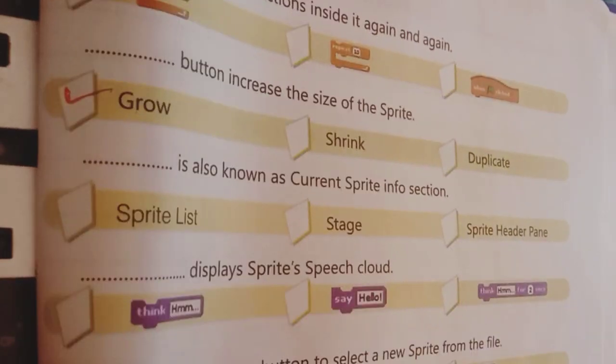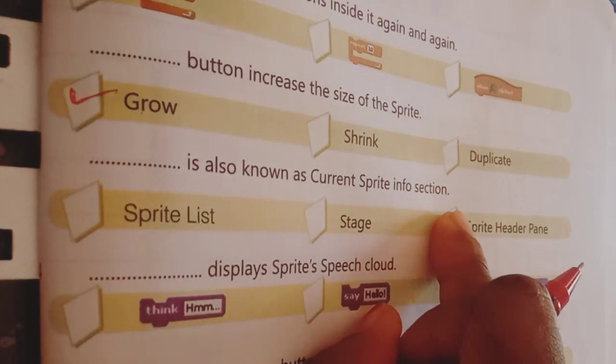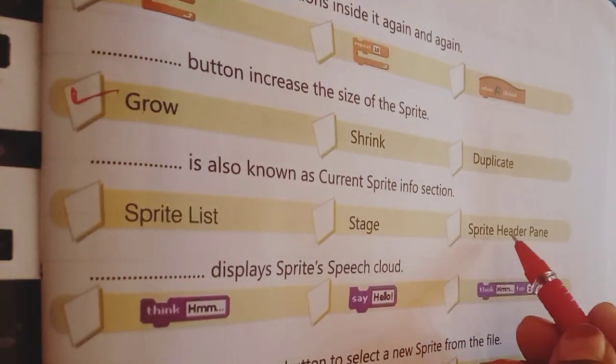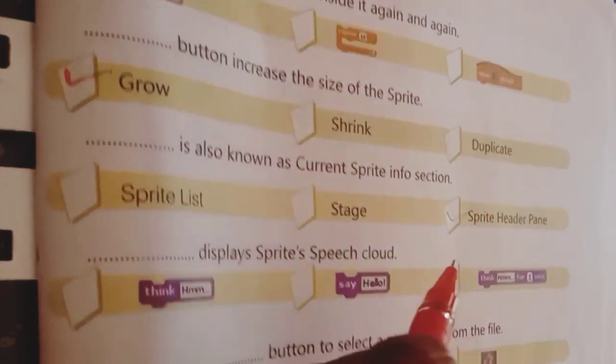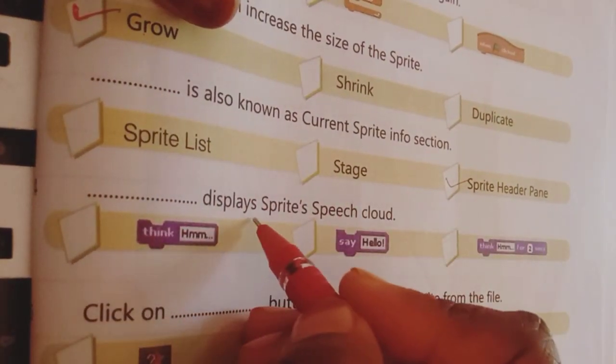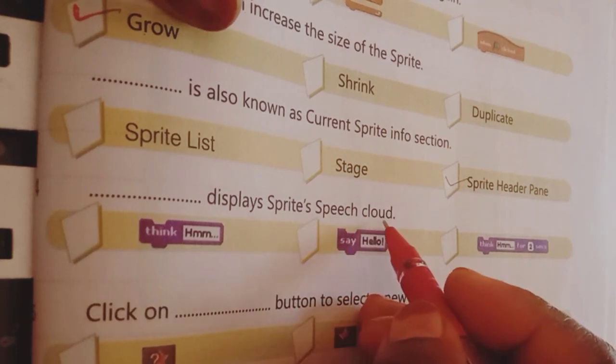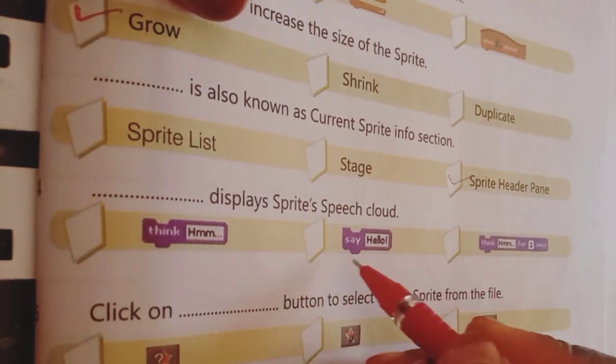Which is also known as the current sprite info section? That is the sprite header pane. Okay, next: which displays the sprite speech cloud? Speech cloud is hello. Say hello.